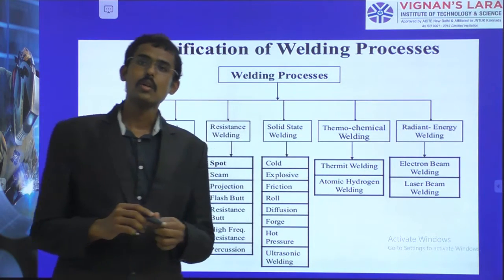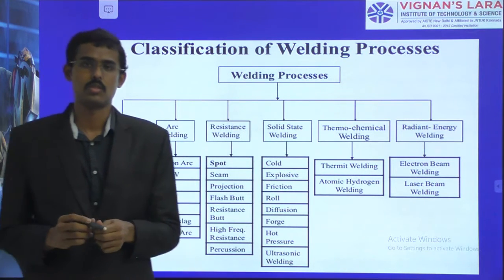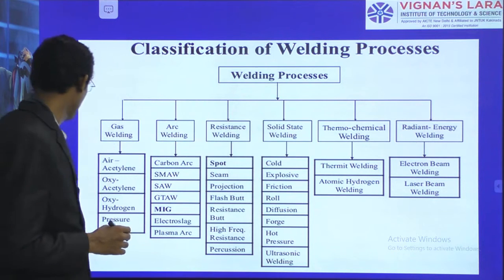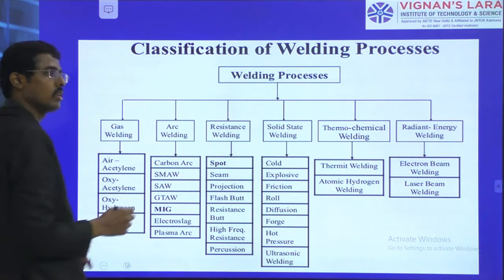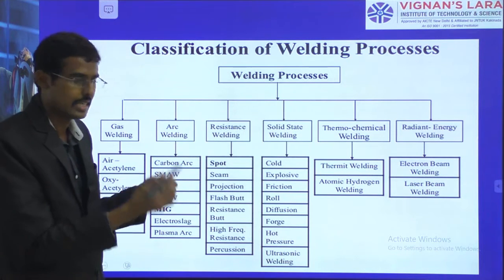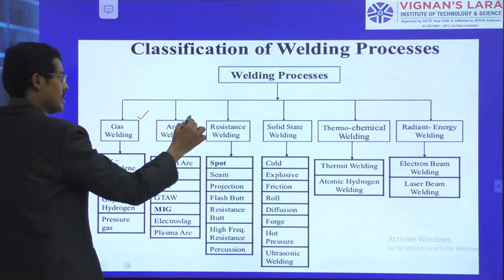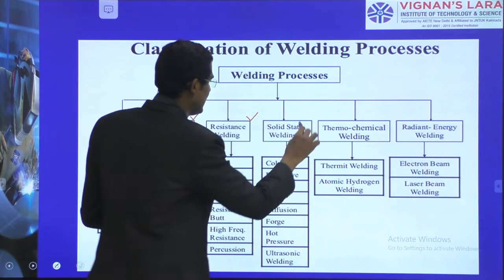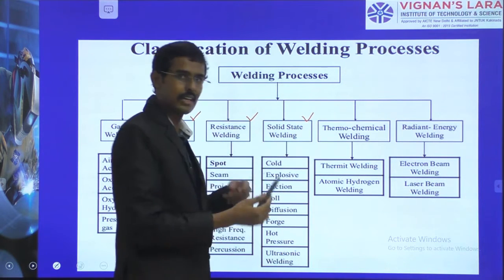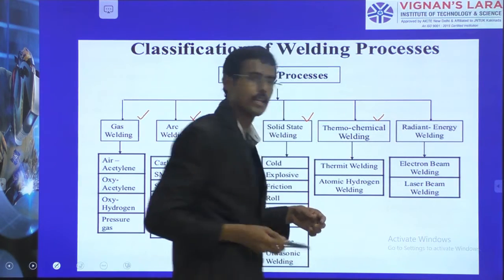In today's class, we are going to discuss the electron beam welding process. In previous classes, we have discussed the various welding processes with respect to the heat source and how it is developed. We have seen gas welding through gas, arc welding through electric arc, resistance welding through resistance heating, and solid state welding through mechanical conversions, and chemical reactions of thermochemical welding processes.